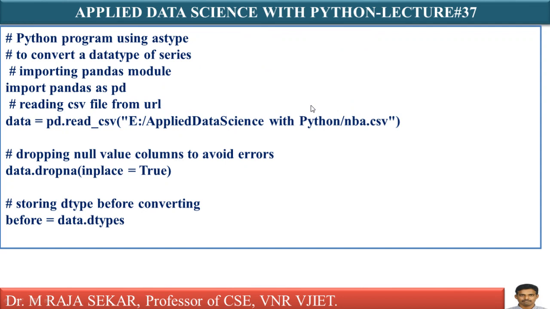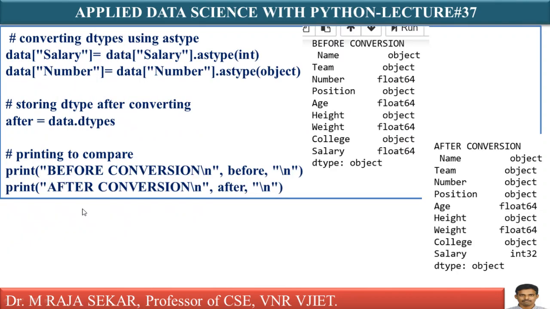It is simple. Just see this one. Same program, it is a similar program. What you have to do: import pandas as pd, and read the csv file with pd.read_csv. This is the nba.csv file. Now how can I drop null values? data.dropna(inplace=True), isn't it? Before that, with data.dtypes, I am checking the data types of all the column names. This is before, isn't it? That I am storing in before.